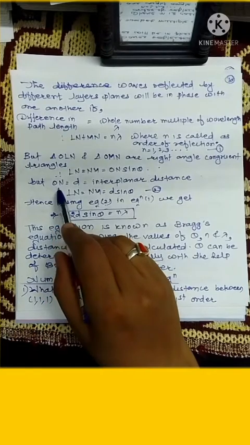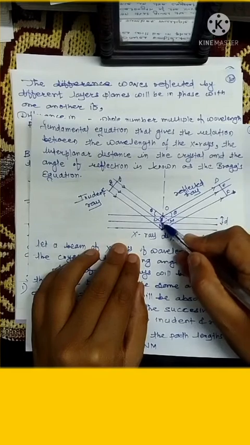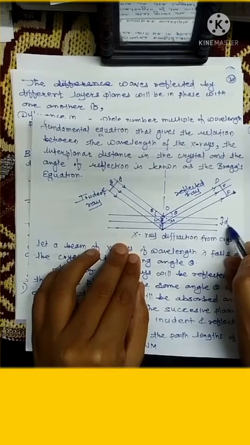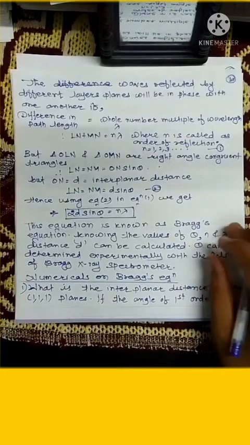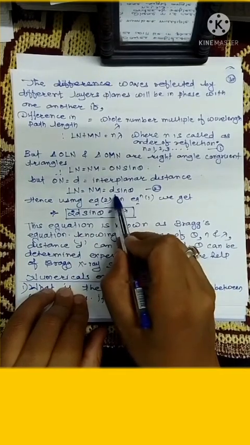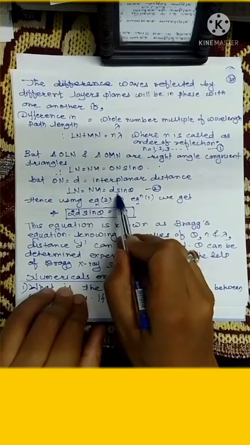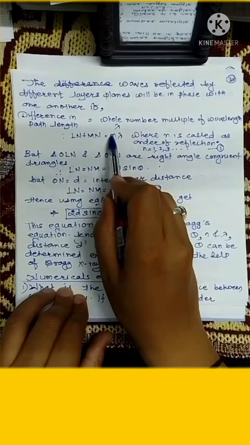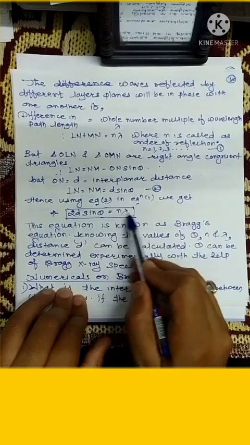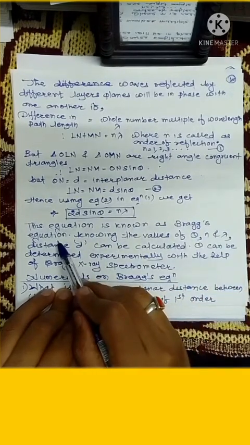But we know that this is the point O and this is the point N, and it is equal to d, small d, that is the interplanar distance. So LM equal to NM can be written as d sin theta. If we put this value of LN and NM in equation number 1, we get Bragg's equation, that is 2d sin theta is equal to n lambda. This equation is basically known as Bragg's equation.